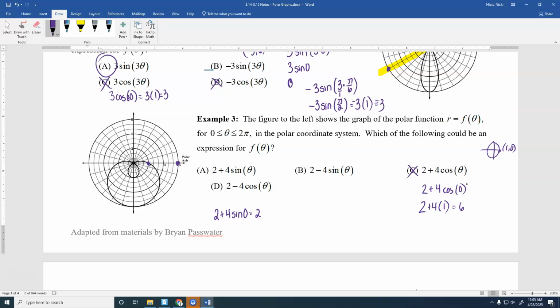This one, I'm going to have 2 minus 4 cosine of 0, which is 2 minus 4, which gives me negative 2. So 0 radians is right here, but I'd be going away from it to here. Is that on your graph? Yes, it is. So we've only eliminated answer choice C for this one. Next you would want to try something else.